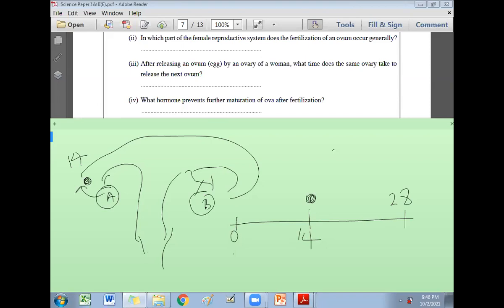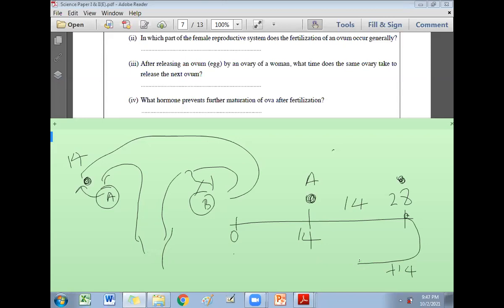This side I put the ovary B. So from A, the egg is released. Then on the 28th day, the egg is discharged. After that, again after 14 days, you have to add 14 days, and after again 28 days. So here 14 days, here 14. That means the next cycle begins.